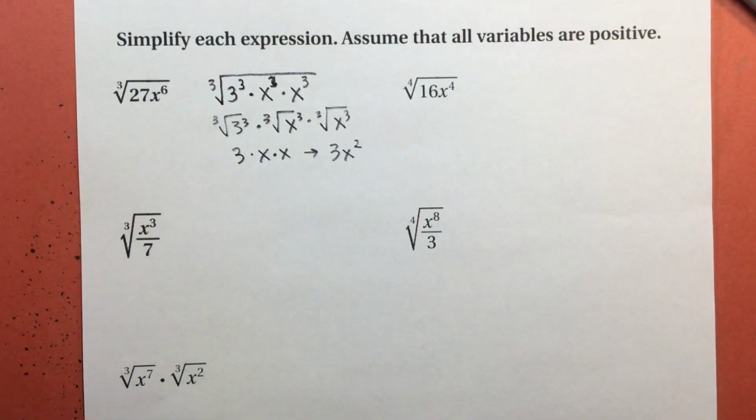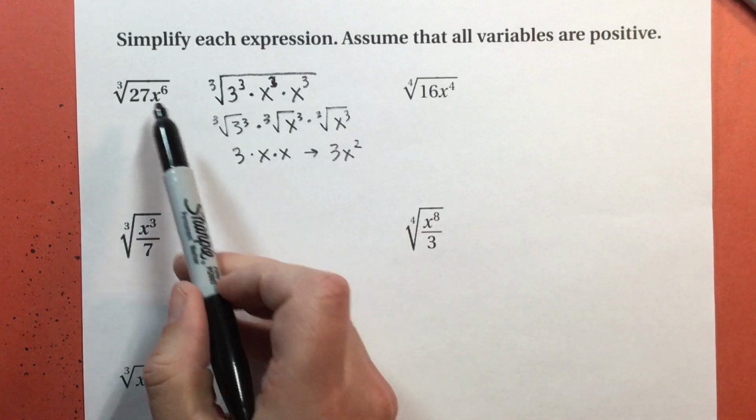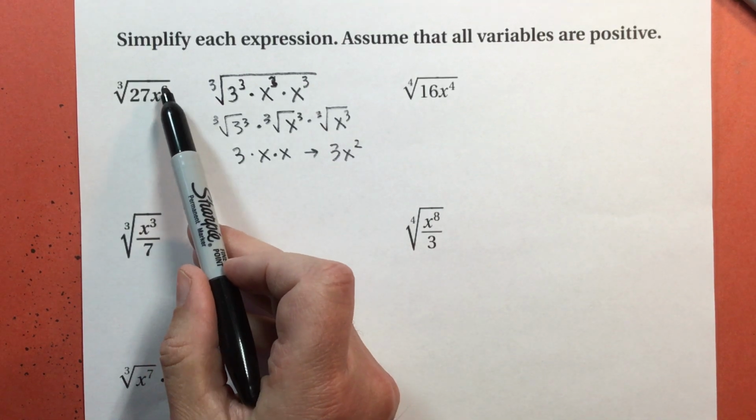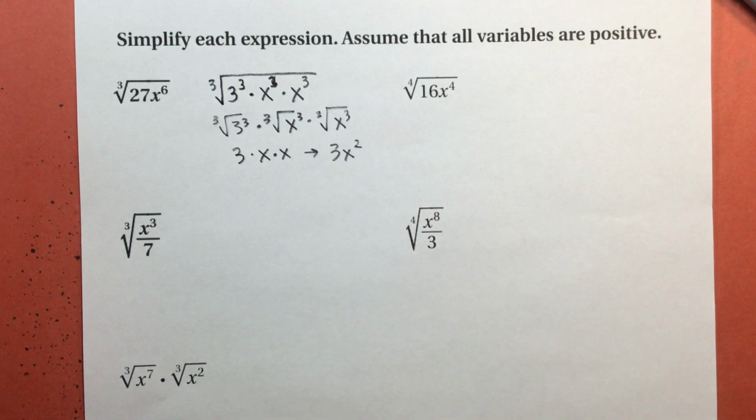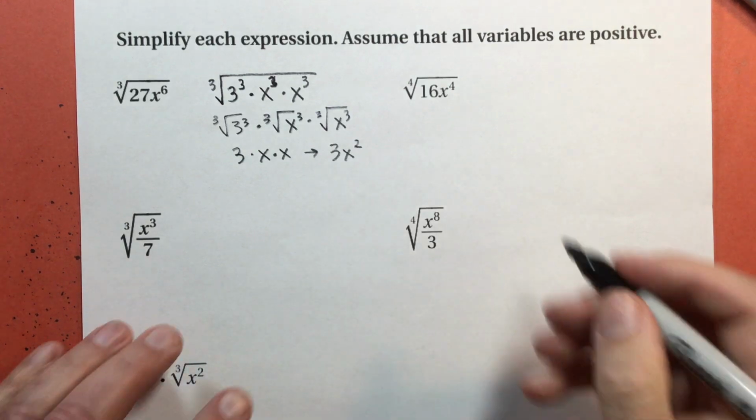Now, I'm going to just mention something and we're going to explore it in the rest of this chapter. Notice that if I had left this x to the 6, 6 divided by 3 equals the 2 that I ended up with there. I want you to keep that in mind. I'm going to do the next problem.